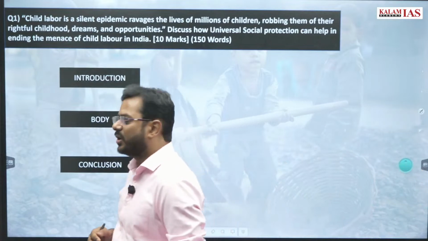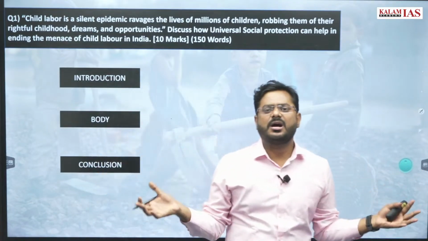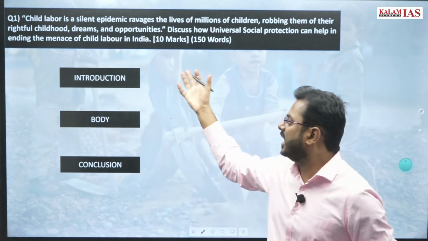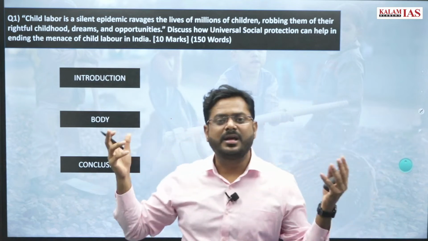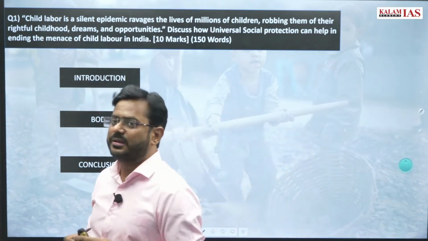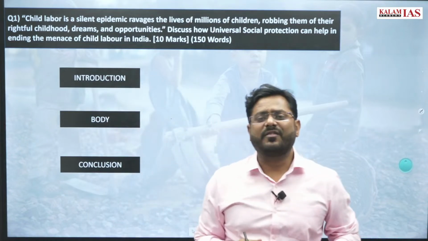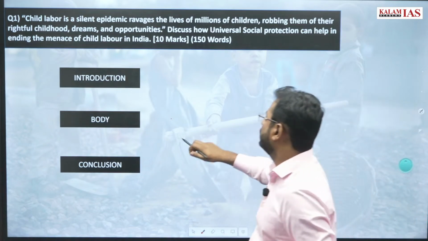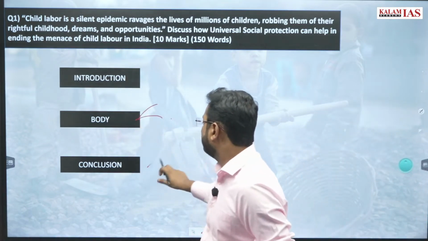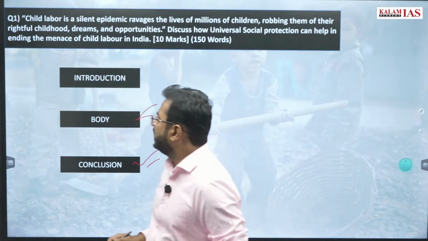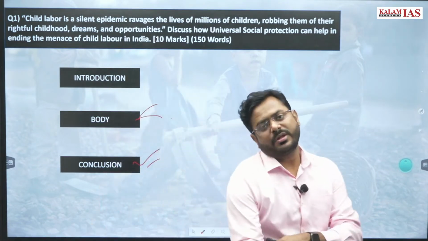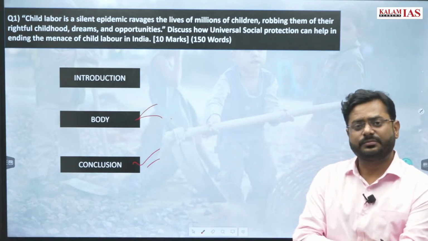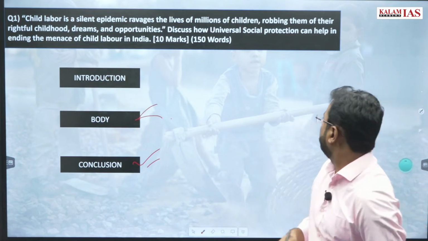What would you write in the introduction? If you have some kind of data, some kind of reports, you can write in the introduction that so much child labor is prevalent in the country, and such child labor is hampering the growth of children, right? By this you can introduce the main body. There will be two parts. How can you conclude? Obviously there should be something solution oriented, and you should connect with the theme of the question. So universal social protection can help.